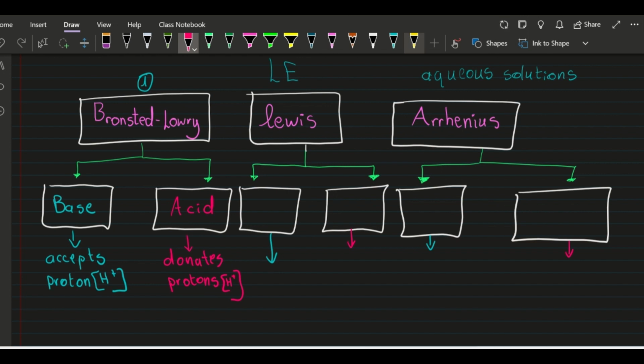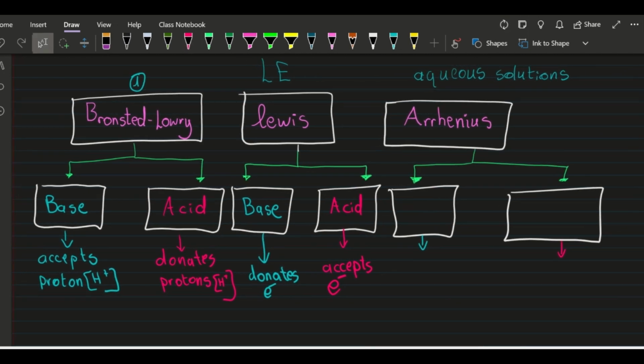Okay, now the next one I have here is the Lewis base, and what that one does, it focuses on electron movement, so the base donates electrons, while the acid accepts electrons.